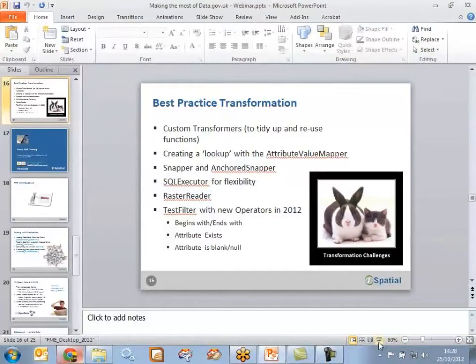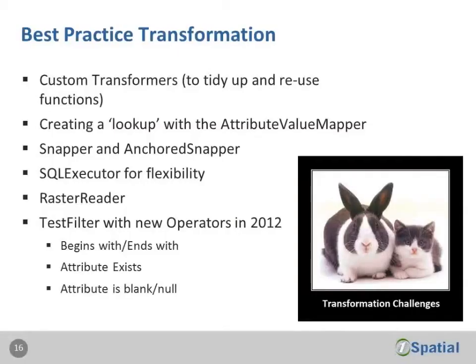Okay, so just back to this session. The focus that I was going to mention there was that transformers, there are many of them. There's over 400 transformers that give you different capabilities. The attribute value mapper is one of those, which allows you to create a lookup.